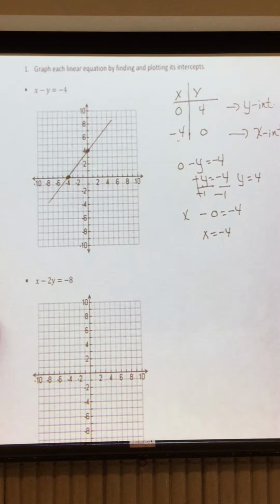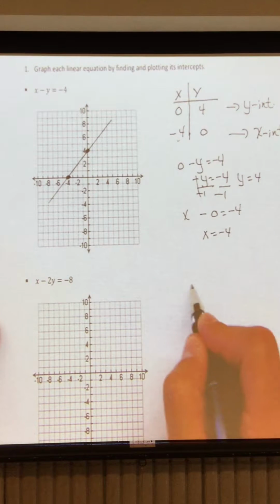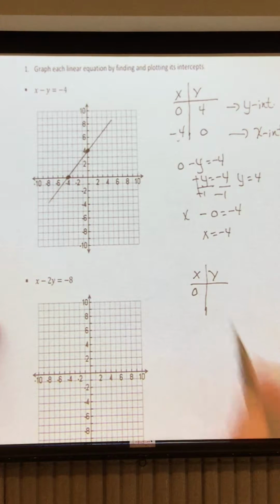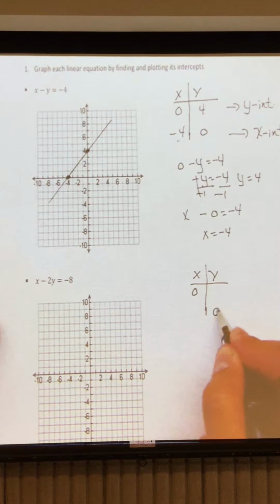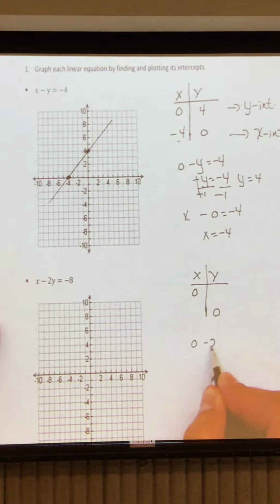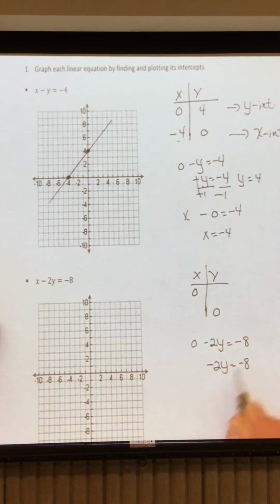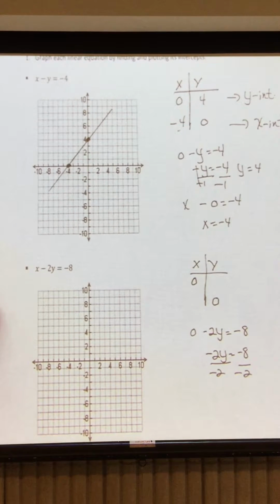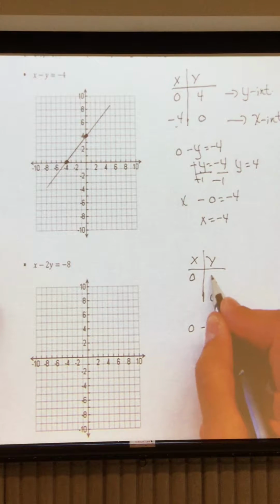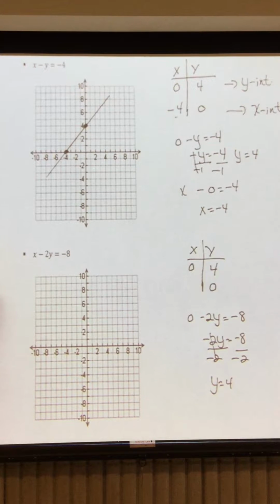Number 2, x minus 2y equals negative 8. Again, let's make a table. When x is 0, we have our y-intercept, and when y is 0, we have our x-intercept. So we have 0 minus 2y is equal to negative 8. Negative 2y is equal to negative 8. You want to solve for y, which means you want to divide both sides by negative 2, which cancels. Negative 8 divided by negative 2 is equal to 4. So 0, 4 is your y-intercept.